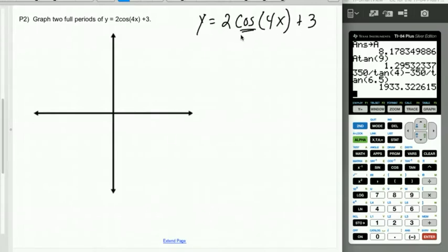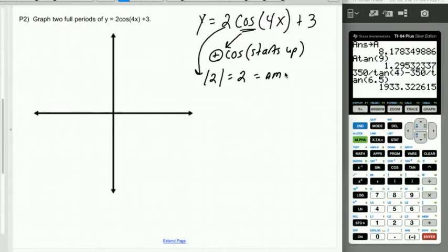So the first thing, it's a positive cosine. It's worth noting that that means that it starts up, for lack of a better way to say it. The second thing is that my amplitude is the absolute value of 2, which is 2. That's my amplitude, so that's how high I'm going to come off of sea level. And my sea level is 3. So positive 3 is my sea level. The water level has risen up to 3. So let's go ahead and start with that, and then we'll find the period in a sec.